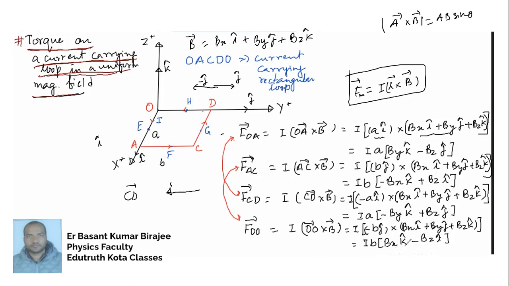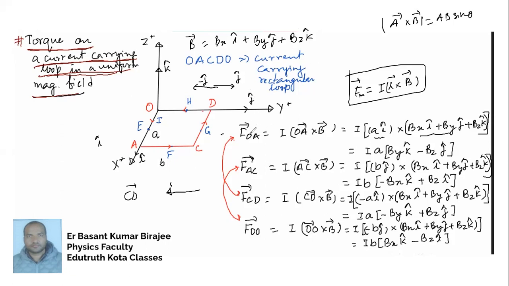Is it clear up to now? Calculation of magnetic force on each arm. Is it clear? If you have doubts, okay. This is the simplest way to find the torque in a current carrying loop in a uniform magnetic field.